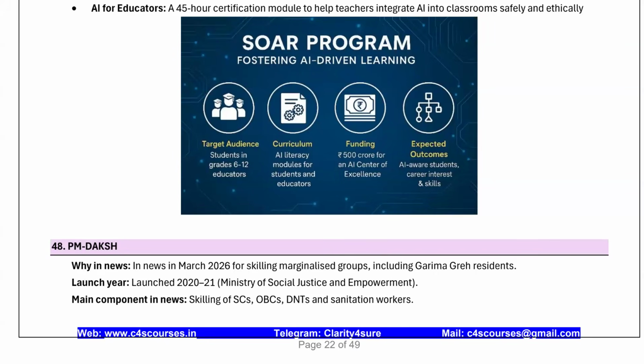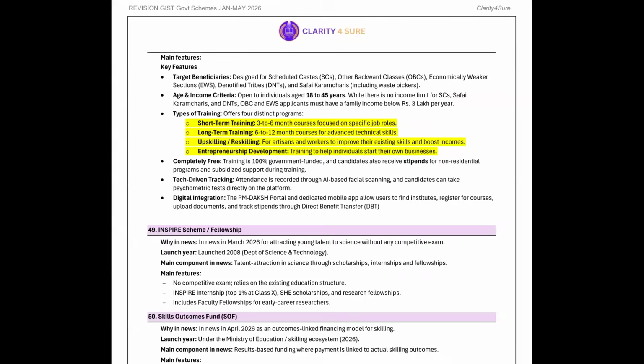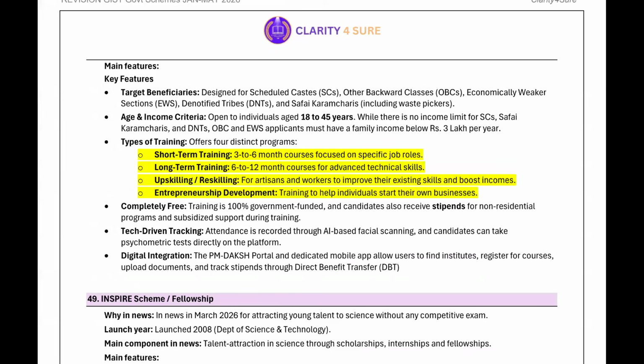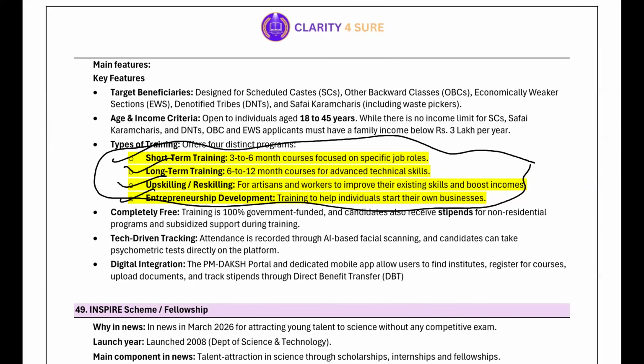So if you sum up everything, it is giving inclusive skilling. Understood? One word you can use that is important for PM Daksh is inclusive skilling. So you should remember this. How long is short-term training, how long is long-term training, what is the duration for upskilling and reskilling, and what is entrepreneurship development for? You should read this yellow highlighted point that we have given you, for your prelims as well.